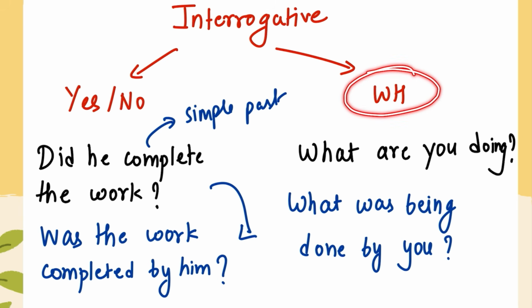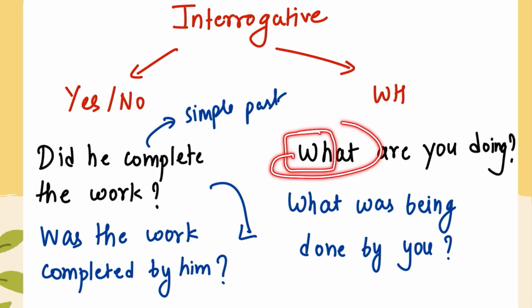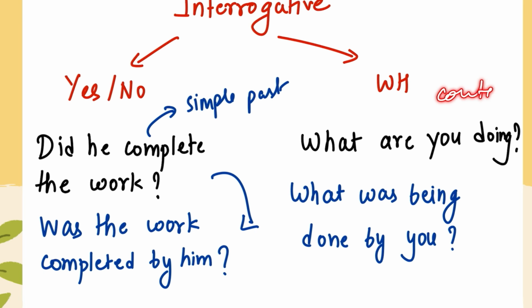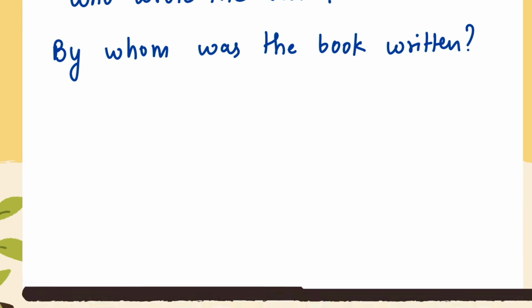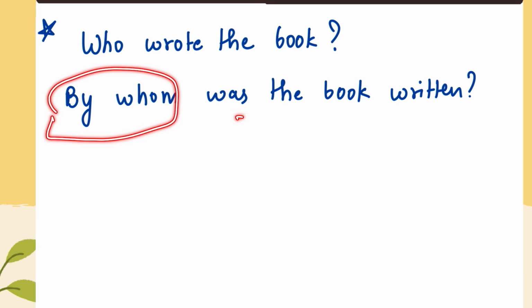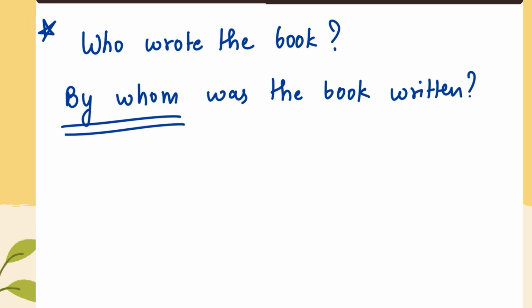Now WH. What are you doing? In this case, you will be starting with the same term. What was being done by you? Since this is continuous, we will be using being. Now this is a special case. Who wrote the book? By whom was the book written? So note it down. You will be using by whom in this case.